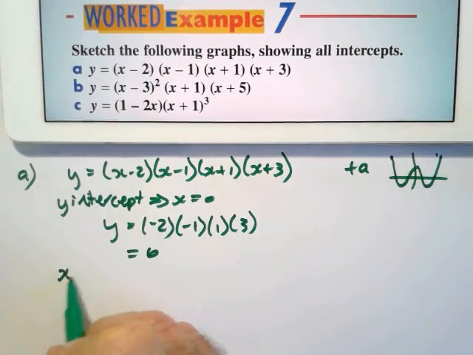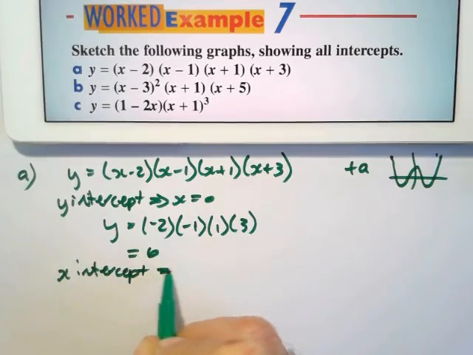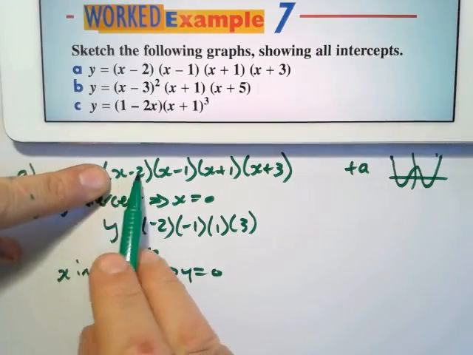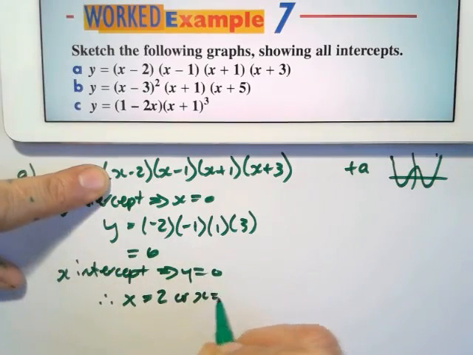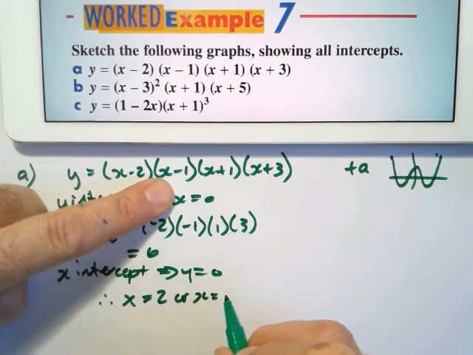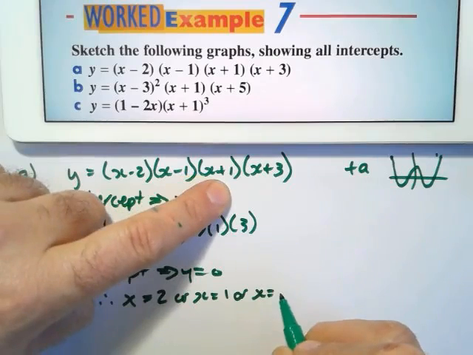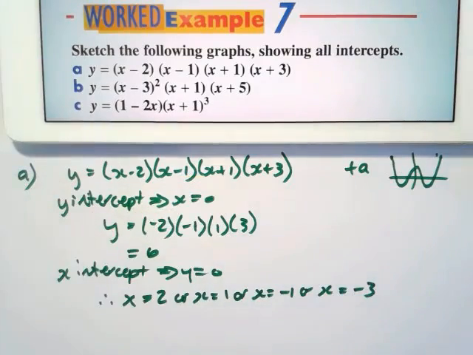And my x-intercept is where y is 0. Therefore, x is going to equal, for this to be 0, x equals the opposite of negative 2, which is 2, or x equals the opposite of minus 1, which is positive 1, or x equals negative 1, or x equals negative 3.